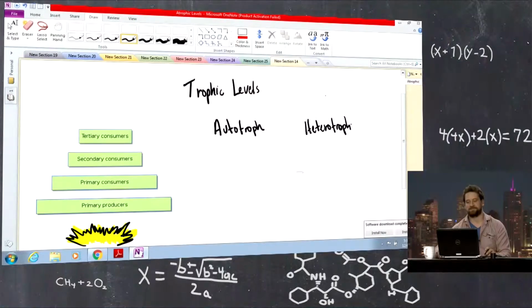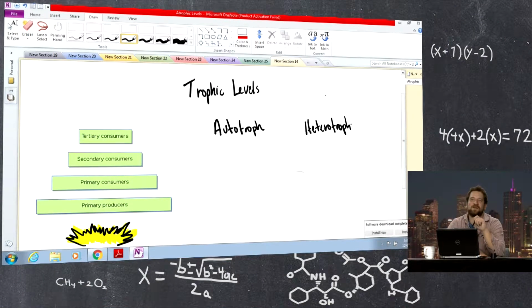So in ecology, we think about the interactions between different organisms living in an environment. And one of the ways that we can think about those interactions is we can think about the way that energy passes through those organisms as they either produce that energy from their environment or consume each other to gain that energy. So if we could jump to my screen here.